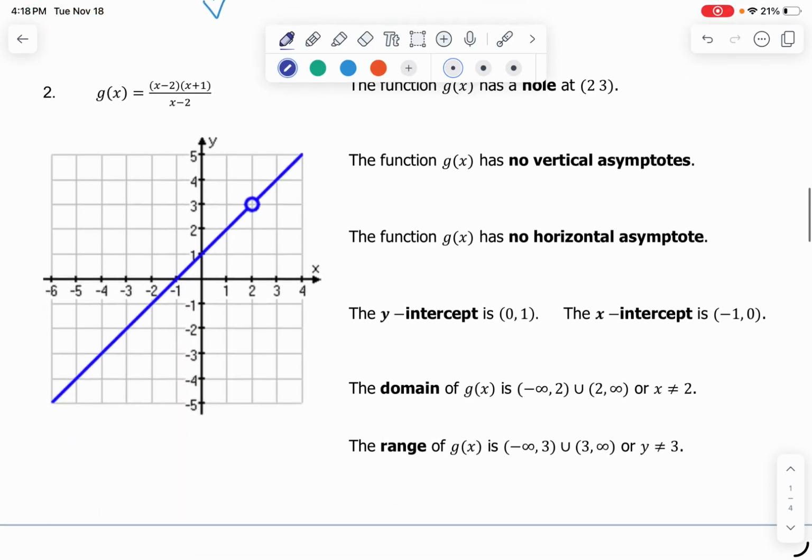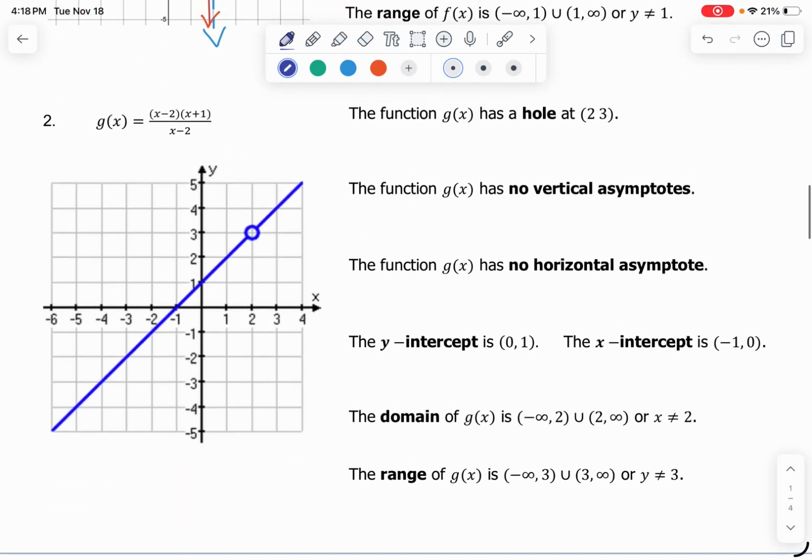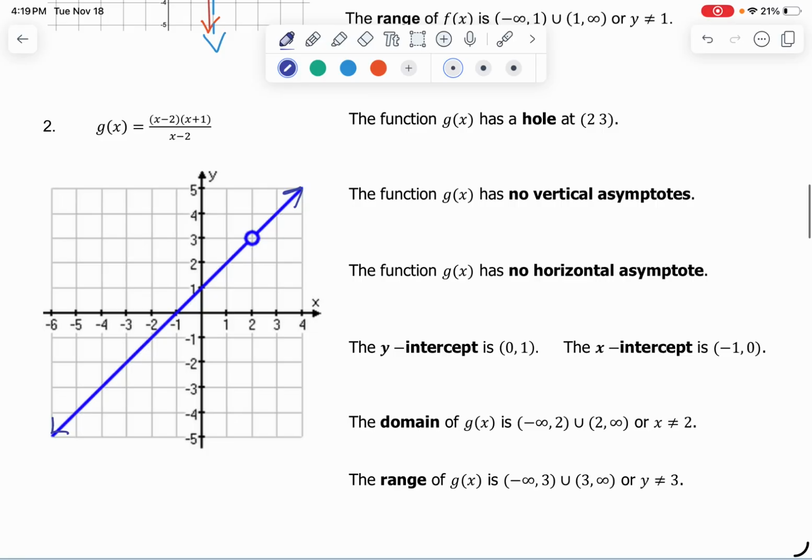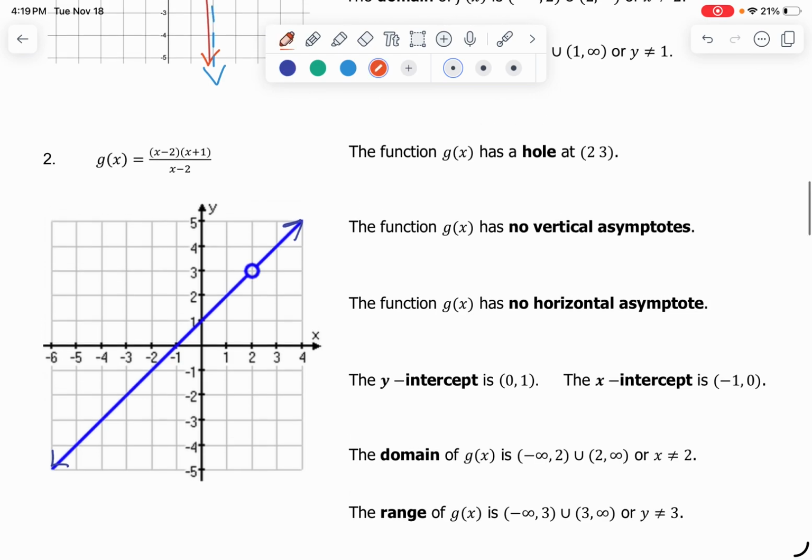Okay, so in the next example, let's go ahead and add the arrows at the ends of the graph, and it looks like we have a line with a hole in it. Take a look at your function g of x equals x minus 2 times x plus 1 over x minus 2. So x cannot equal 2 again, but notice this graph does not have a vertical asymptote. The reason is that we have a factor of x minus 2 on the top and on the bottom. So we can simplify this function by crossing out the x minus 2's, and I can write this function as g of x equals x plus 1.